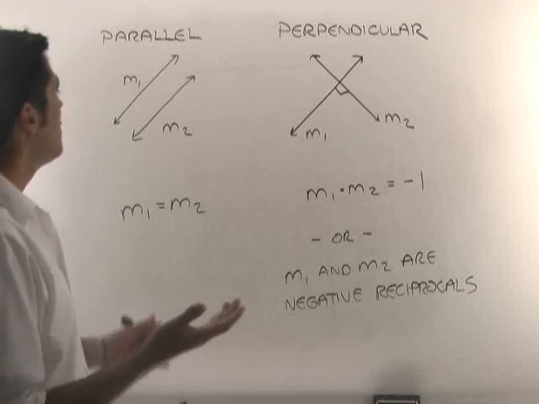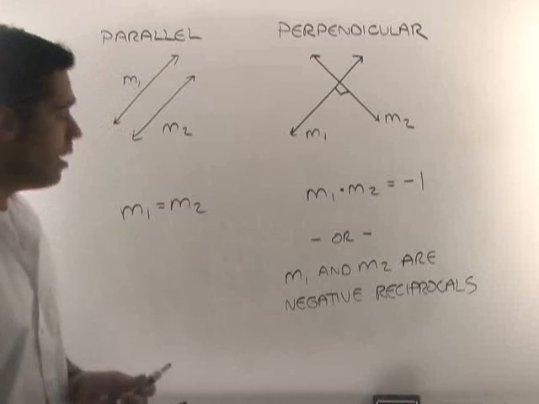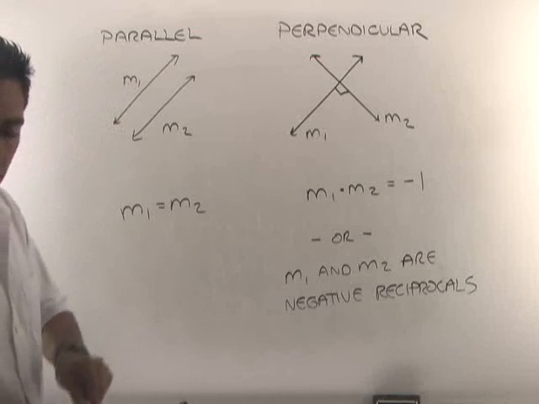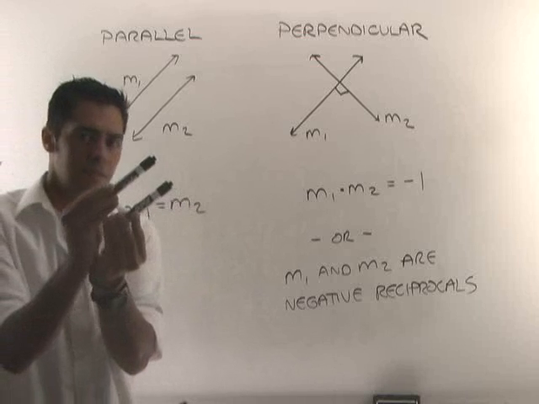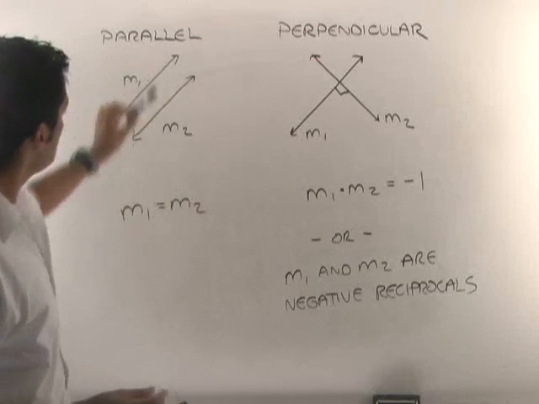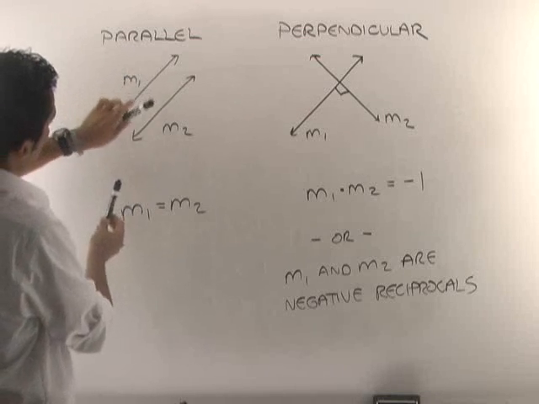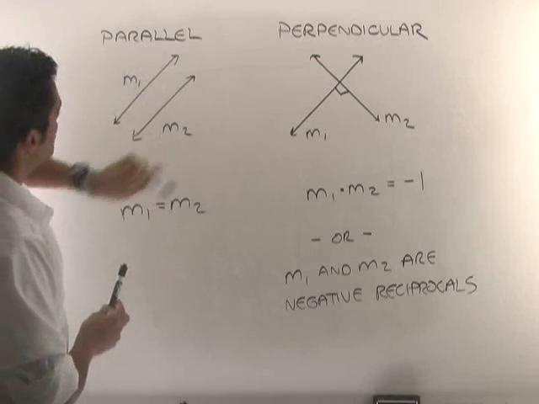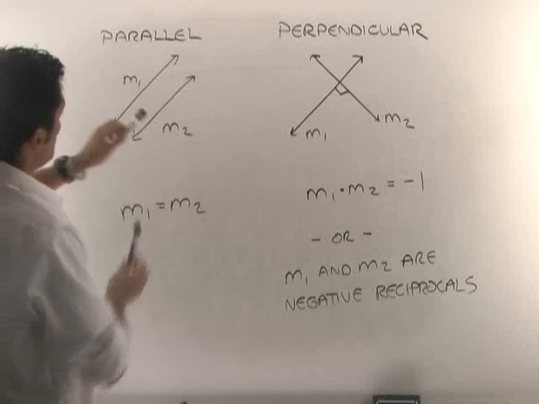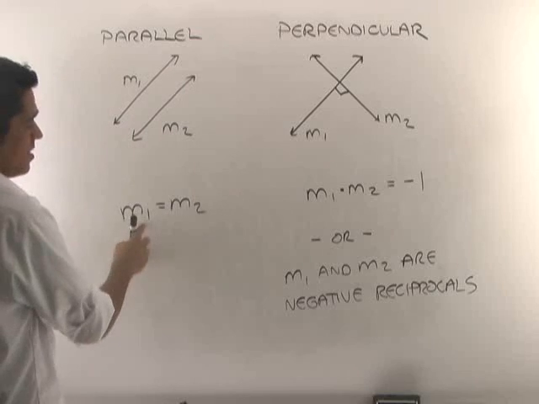All right, let's talk briefly about parallel and perpendicular lines. Two lines are parallel, and that means they look like this. They're parallel to each other like railroad tracks if the slopes are the same. So if this line has a slope of M1 and this line has a slope of M2, we can say that the two lines are parallel if and only if their slopes are the same.